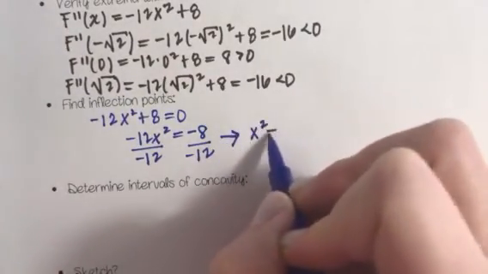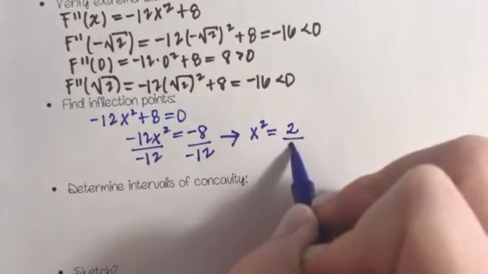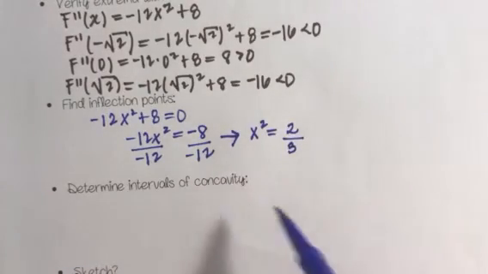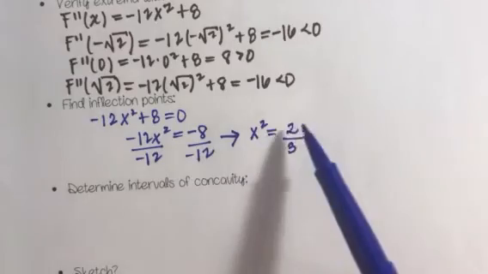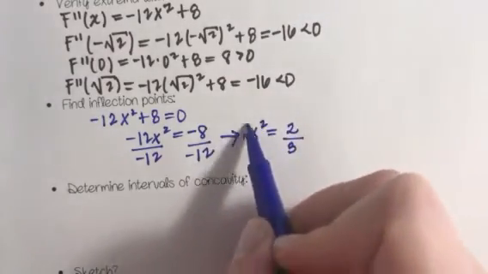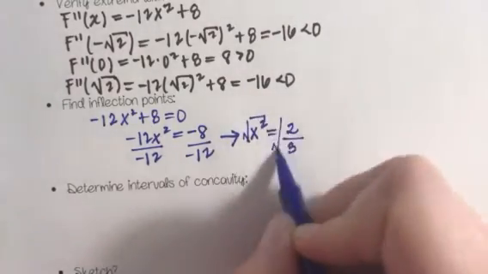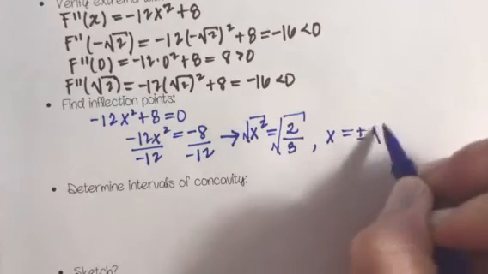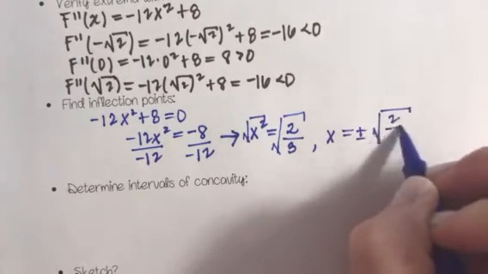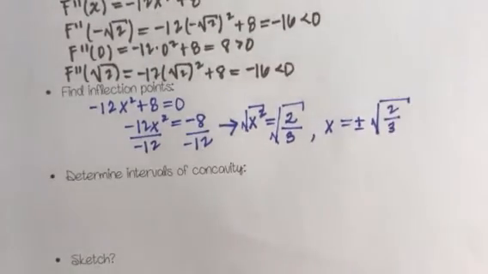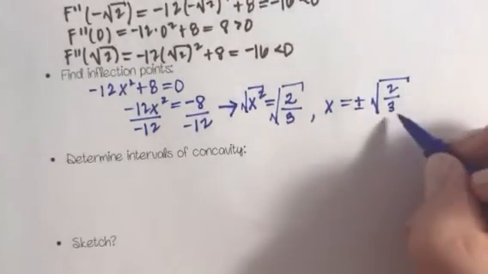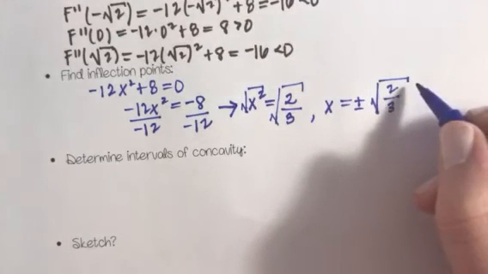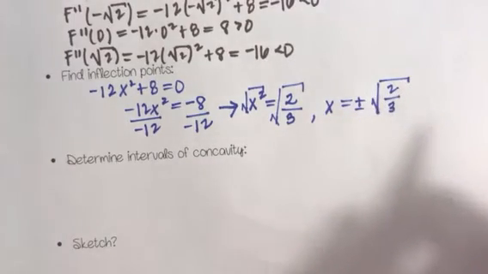So I'm going to have x squared is equal to, if I simplify that, my negatives divide out and I can divide both terms by 4. So I'll have x squared equals 2/3, square root both sides, and that means I'm going to have inflection points at plus and minus root 2/3. So those are my inflection points. That's where my graph is changing its slope most rapidly, and again where the concavity changes.